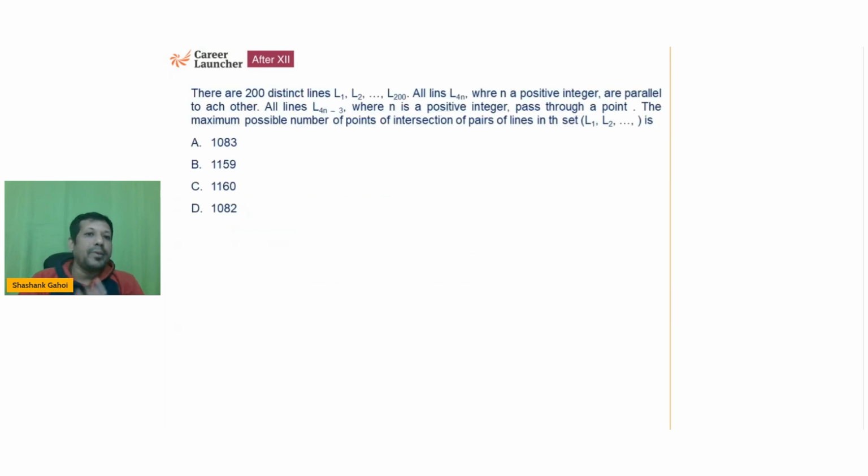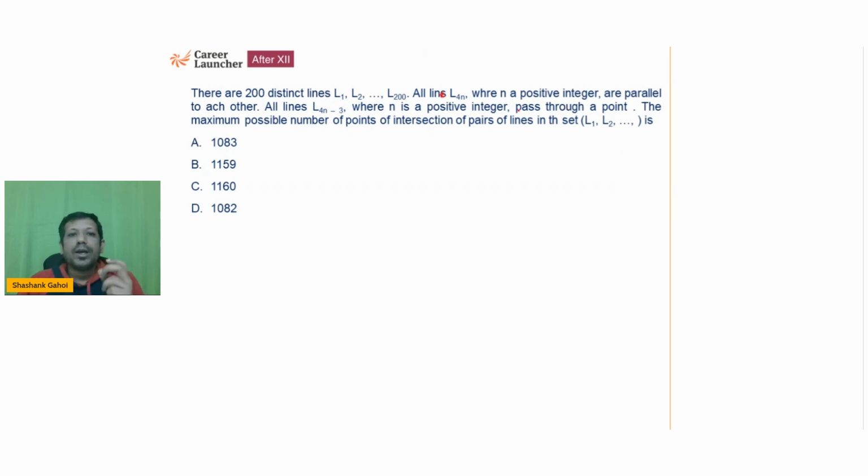Okay. So basically, this question says that there are 200 distinct lines L1, L2, L3, L4 up to L200. So basically, there are 200 lines where n is a positive integer, obviously. I think we made a typing error here. All lines L1, L2, L3, L4, where n is a positive integer.